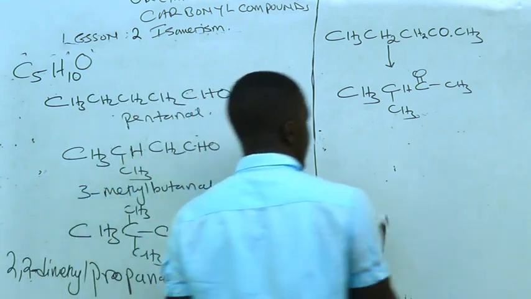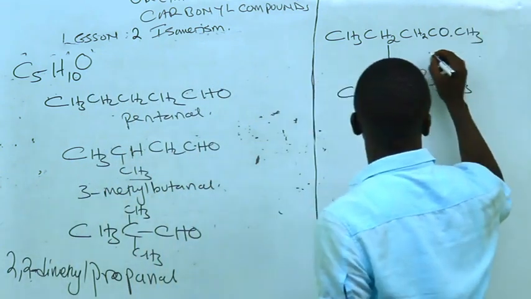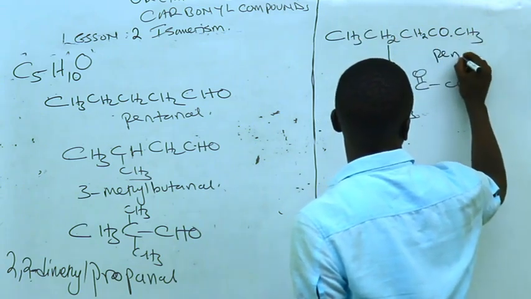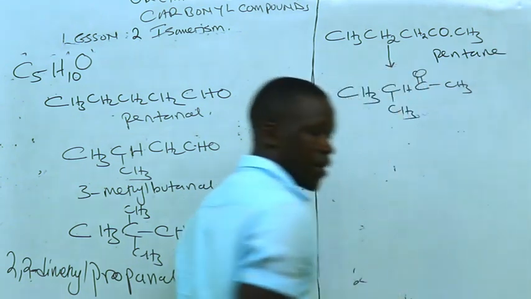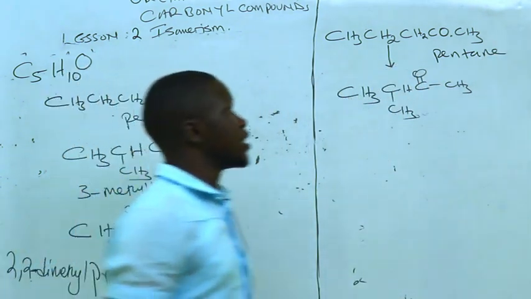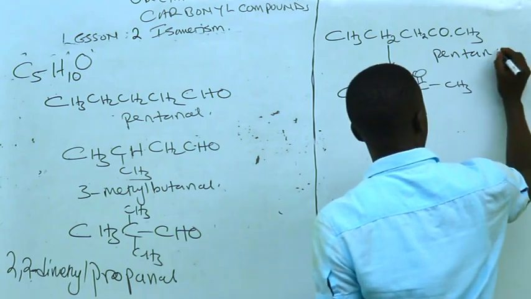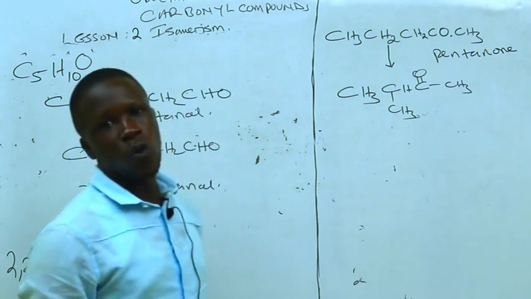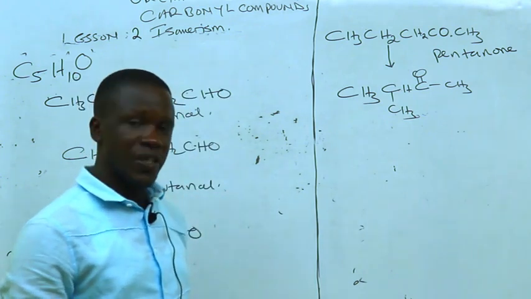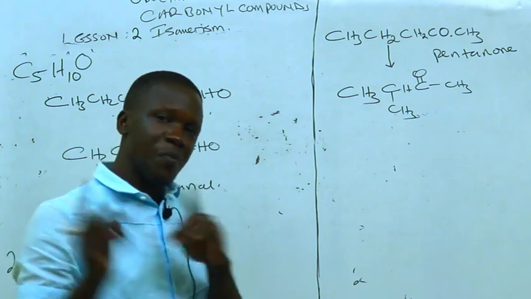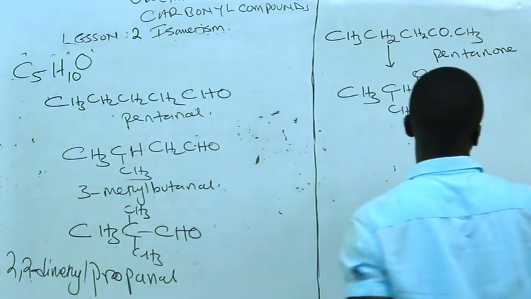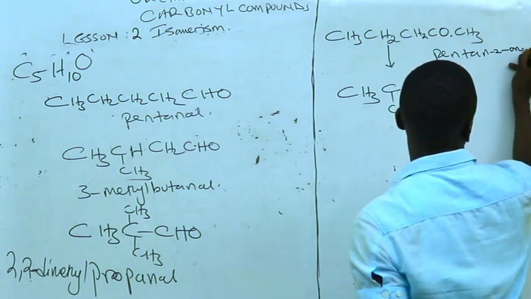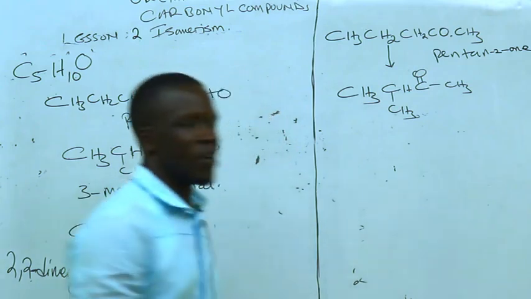And what could be the name? The name of the first one should be 1, 2, 3, 4, 5. So this is a pentane. If it was an alkane, it would be a pentane. But we said the ending is O-N-E. This would be pentanone. However, we said when there are more than 4 carbon atoms, then we have to look at the issue of positioning. Here, the position is 2. So this is pentan-2-one, and that is the final name we are writing.